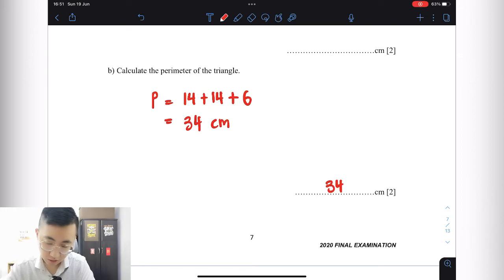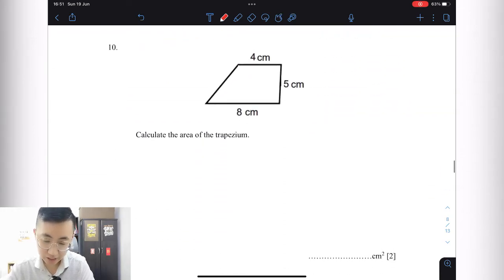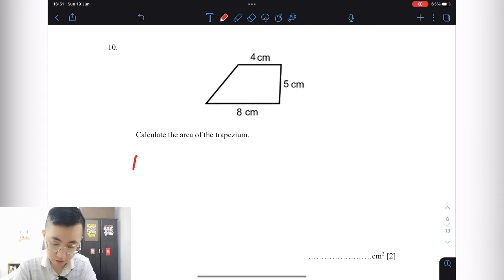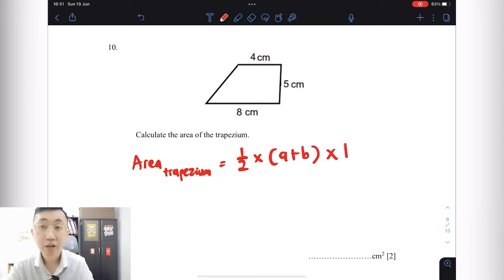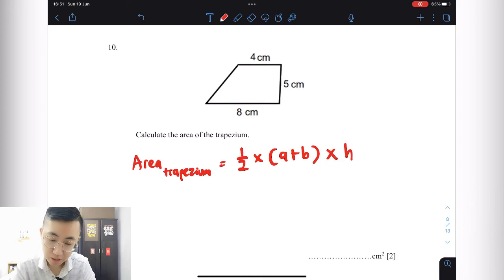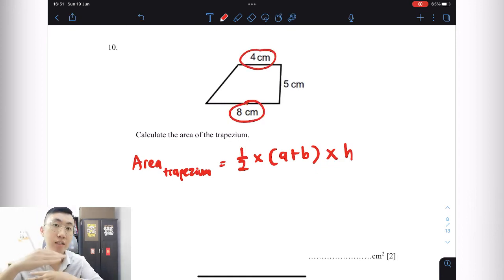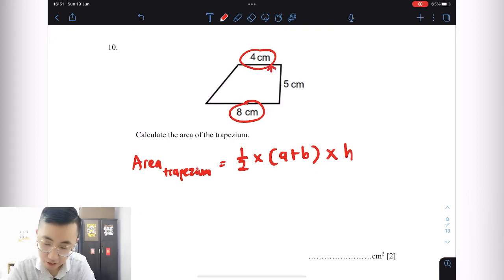Alright, question 10. Calculate the area of the trapezium. This one we just need to remember the formula. Area of a trapezium: write down half times a plus b times height. Where do we get the values of a and b? a and b are the sides that are parallel, parallel like this, and the height is this 5.